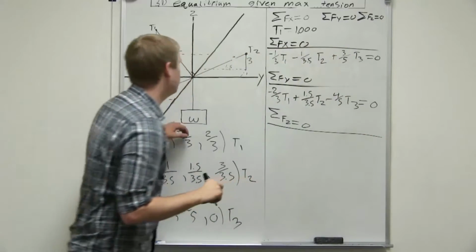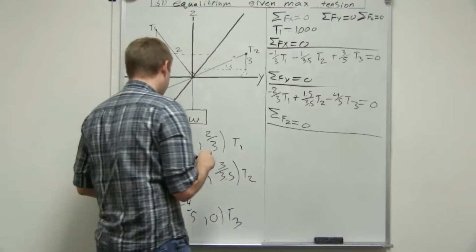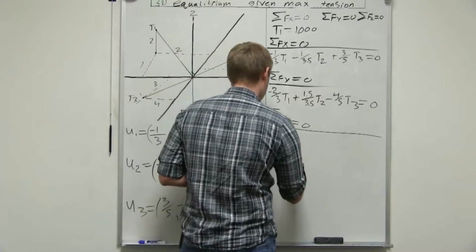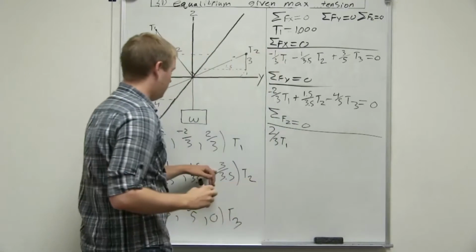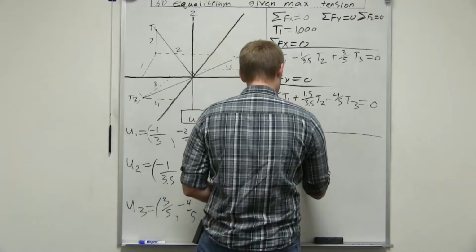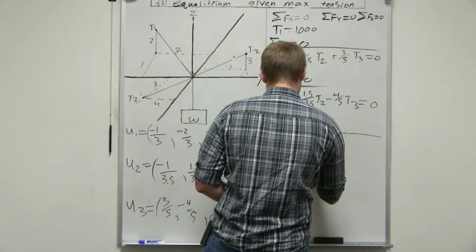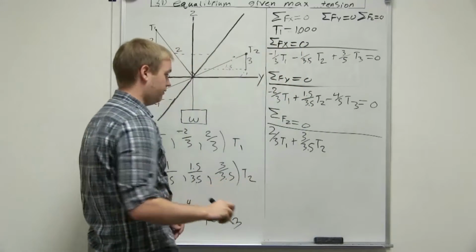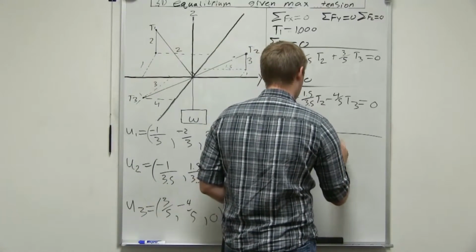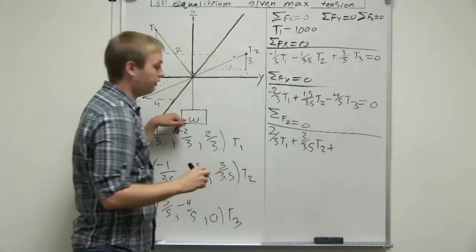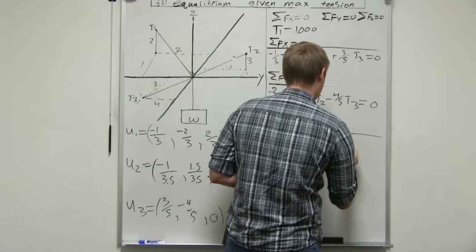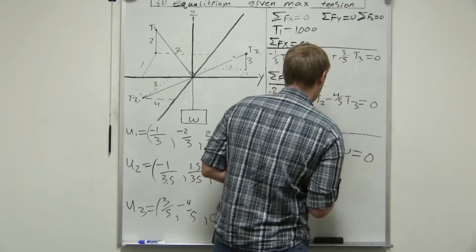Okay, now we're going to do the sum of the forces in the z equals 0. And for this, we don't want to forget our weight that's hanging down. So we have 2/3 T1 plus 3 over 3.5 T2 plus 0. Wow, we're not going to include that in there, minus W equals 0.